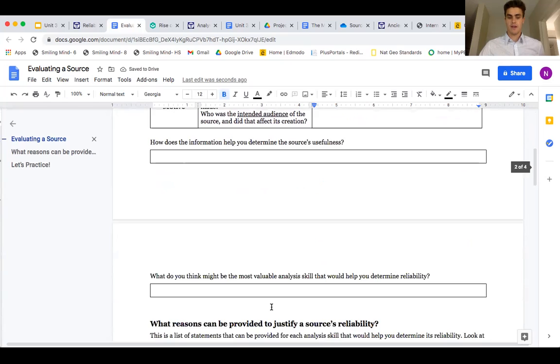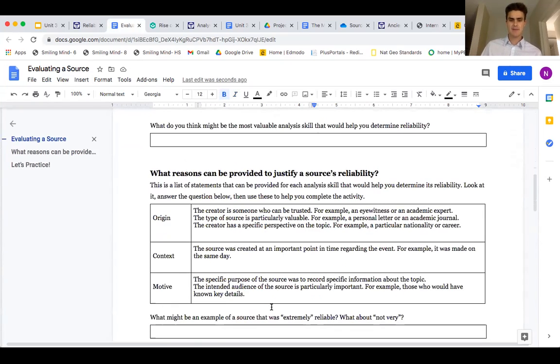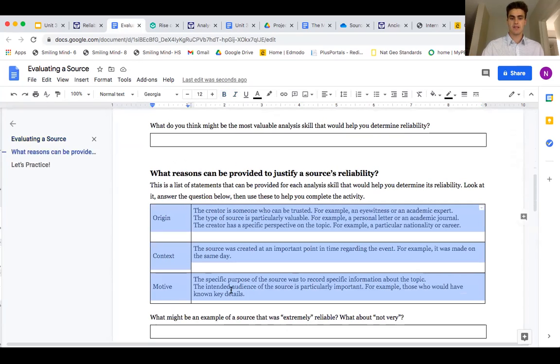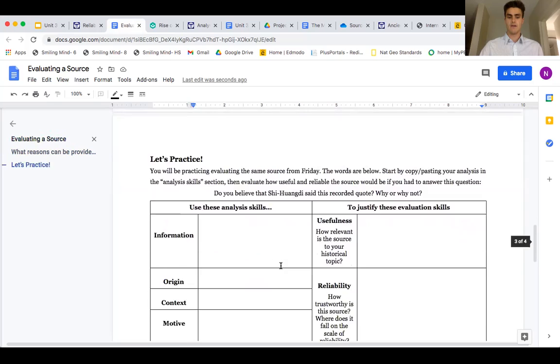Okay, once you've answered those questions, we come down here and ask ourselves the question, what reasons can be provided to justify a source's reliability? And so this is a list of statements that can be provided for each analysis skill that will help you determine its reliability for origin, context, and motive. So please look at these and then either by yourself or with your group, answer the question below, then use these to help you do the activity of the day.